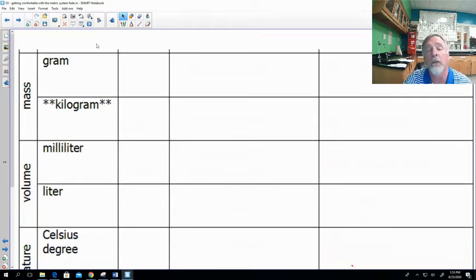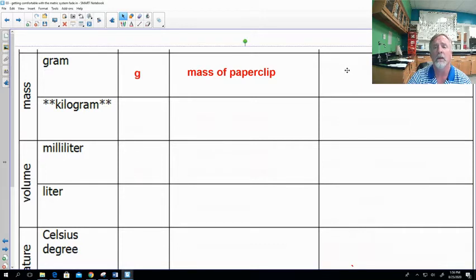The next unit I want to talk about are the units of mass in the metric system. First one also, hopefully you've heard of as well. This is a gram, and its abbreviation is g. So about how big is a gram? A gram is about the mass of a paperclip, so it's not very heavy at all. And if we want to compare that to English units, about 30 grams is about 1 ounce.